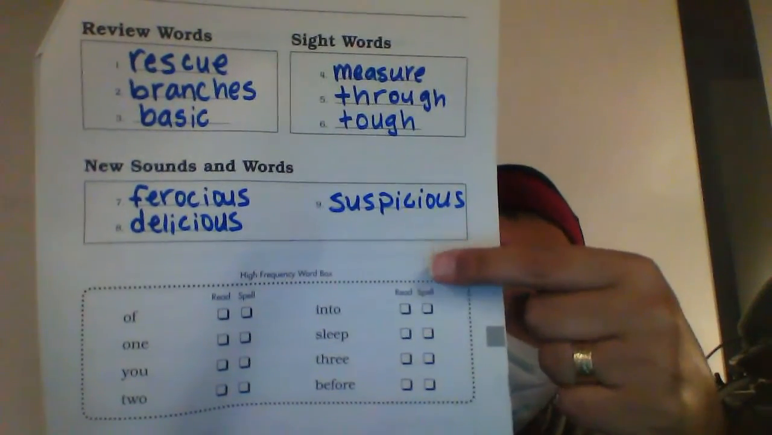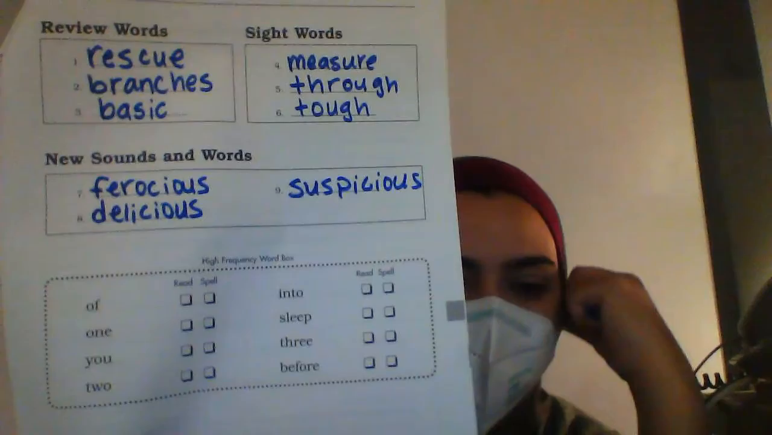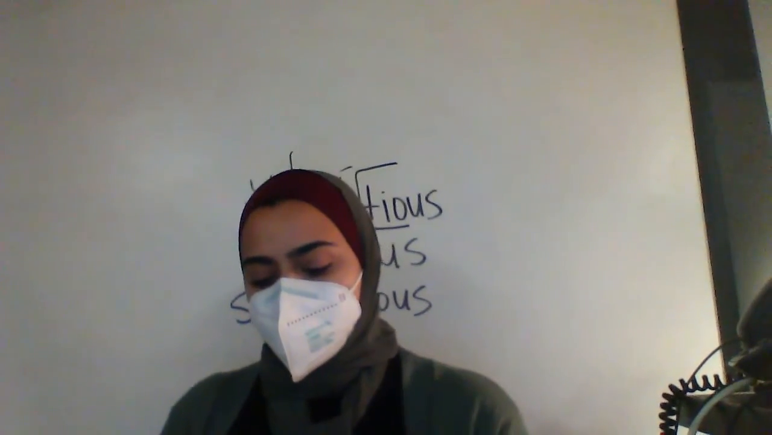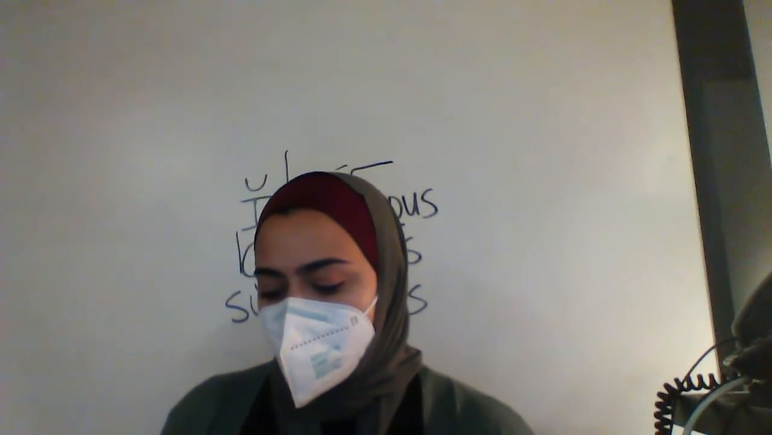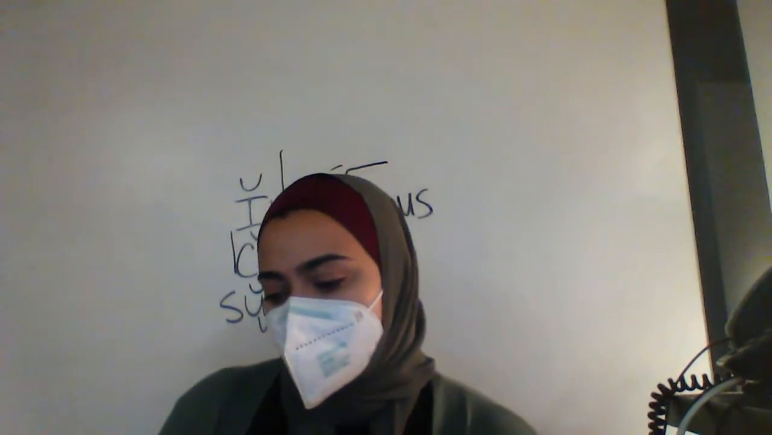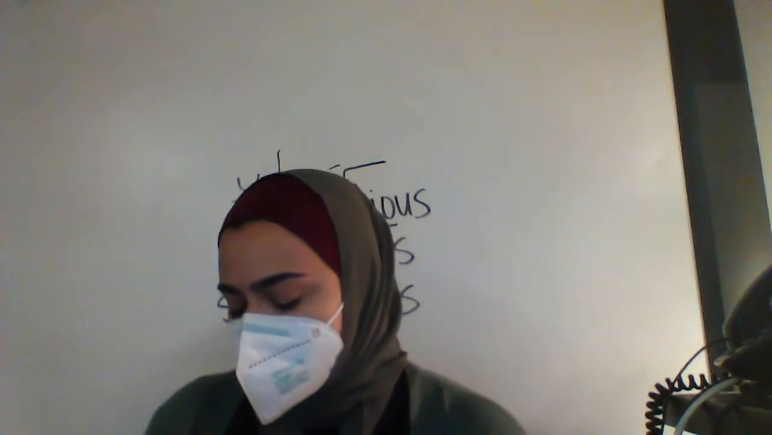Let's look at the high frequency word box and let's read these words together. Of, one, you, two, into, sleep, three, before. These words are actually really easy to use in a story. So today, on the back of your paper, you are going to write a story using all of those words. You have to use all of those words. It's not hard. You should be okay. But make sure that you highlight the words that you used and you use punctuation at the end of your sentences.